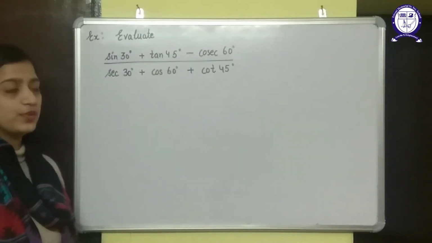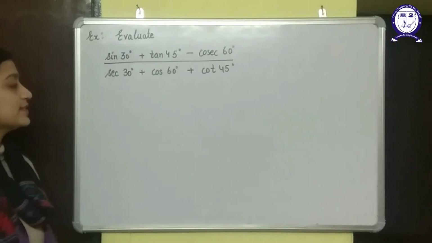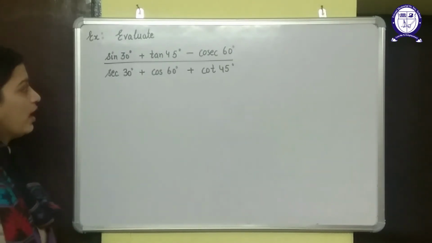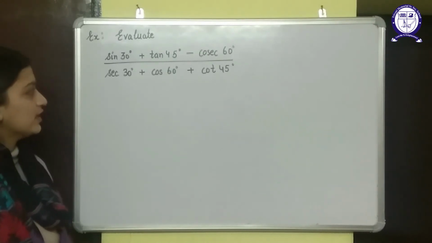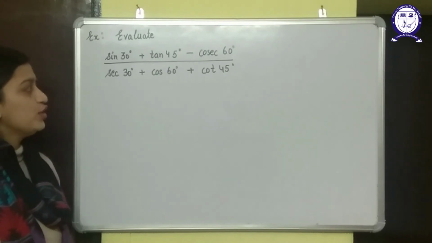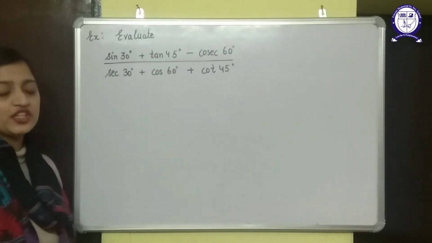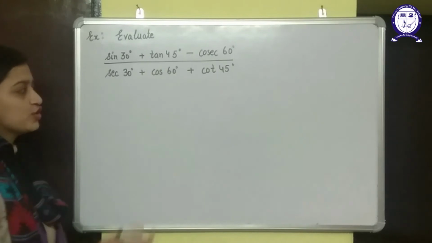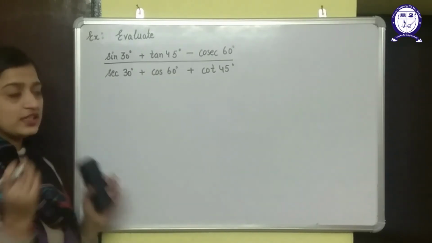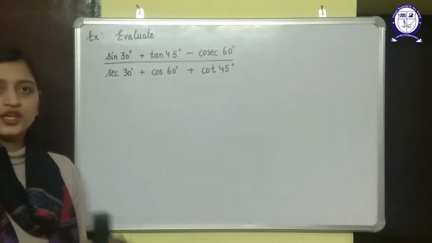Now coming to example 2. This is the question: sine 30 plus tan 45 minus cosec 60 upon secant 30 plus cos 60 plus cot 45. You can see that this question is a combination of all the 6 ratios. So if you can do this question very well, then you can do any question, because in this question the complete table will be used.